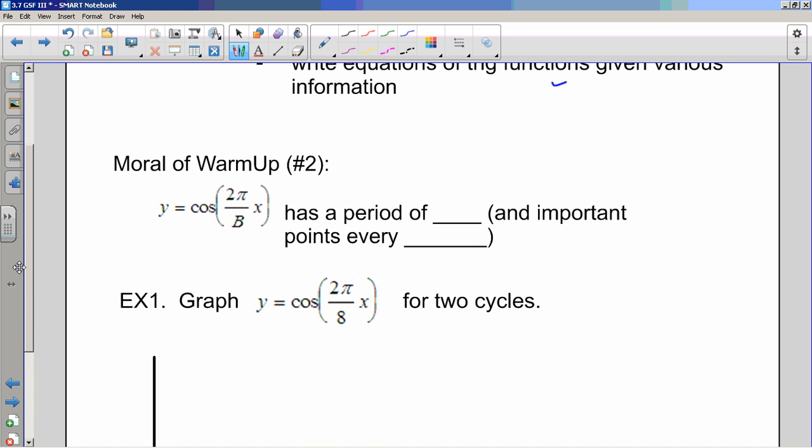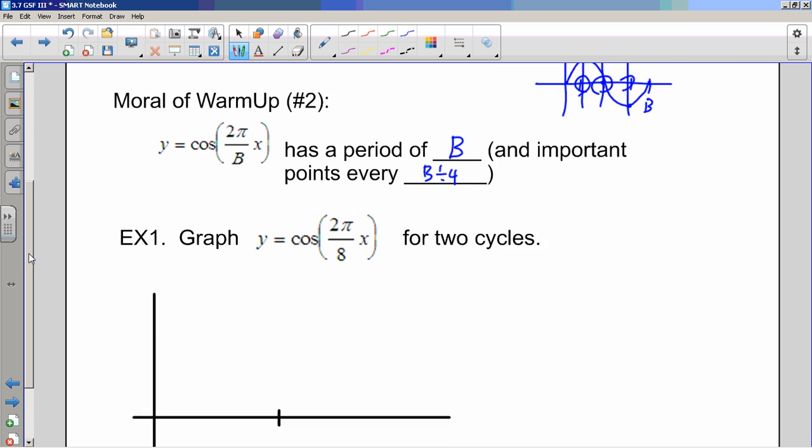Moral of the warm-up 2. So when I have 2 pi over B, where my little b is this entire value, this big B is the period, right? And if I wanted to figure out how often the important points are, well, remember, a trig graph gets cut into its 4 quadrants, right? Whether it's a sine or cos. I think of high, middle, low, middle, and then there's the 4 quadrants. 1, 2, 3, 4 quadrants. So these important points occur every B divided by 4 units.